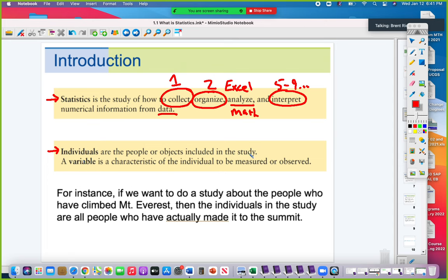Individuals are the people or objects included in the study, and a variable is a characteristic of the individual to be measured or observed. So, in the past, as you've collected data, you might not have considered it a variable like we consider a variable in math class. Okay? What I mean by that is if I'm going to collect data on any of you, well, first of all, I collect data on you guys all the time. I asked you guys to put your name in so I could take attendance. Taking attendance is a form of data. Okay? That variable, that characteristic would be absent or present. So the variable we're talking about is attendance, and the characteristic would be present or absent.